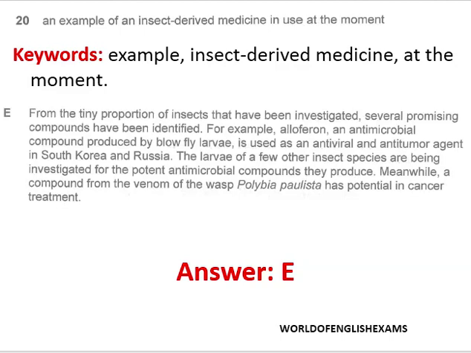From the tiny proportion of insects that have been investigated, several promising compounds have been identified. For example, alloferon. So this is the name of the medicine, an antimicrobial compound produced by blowfly larvae. So blowfly larvae are the insects. This compound is derived from that, and it is used as an antiviral and anti-tumor agent in South Korea and Russia. So this is a clear-cut example of alloferon, an insect-derived medicine which is widely in use in South Korea as well as Russia. So that is why the answer for the 20th statement is E.